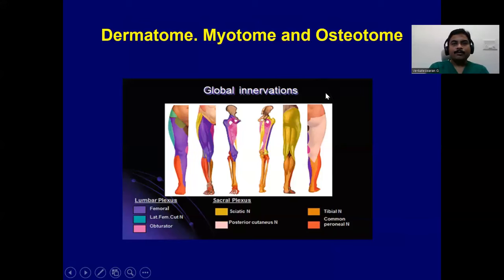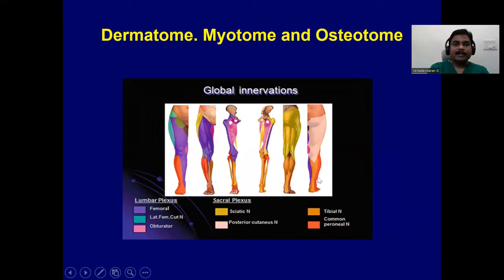Coming to the dermatome, myotome, and osteotome of the lumbosacral plexus, especially the lumbar plexus, the femoral nerve component supplies the anterior and medial aspect of the thigh, and the saphenous branch of the femoral nerve supplies the medial aspect of the leg. The lateral femoral cutaneous nerve supplies the lateral aspect of the thigh, and the sacral plexus supplies the posterior aspect of the thigh, and also the leg portion, as well as the lateral and anterior aspect of the leg.